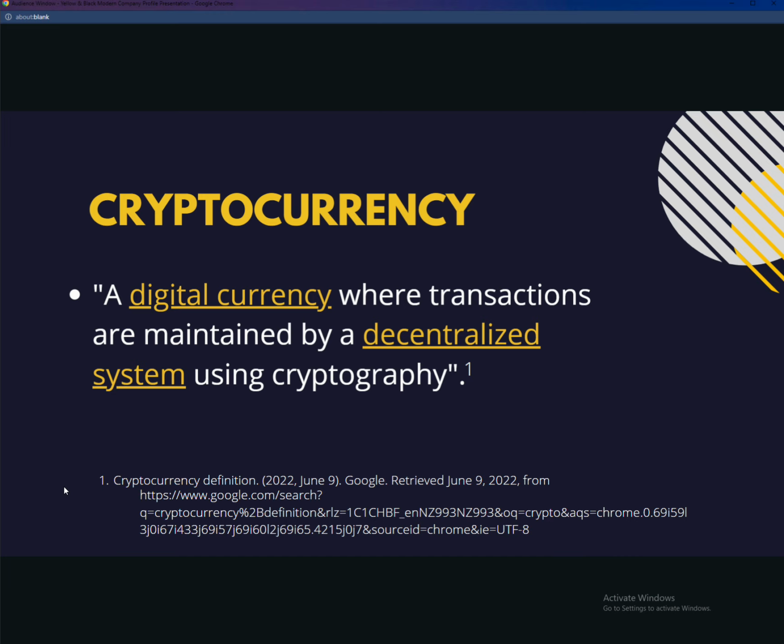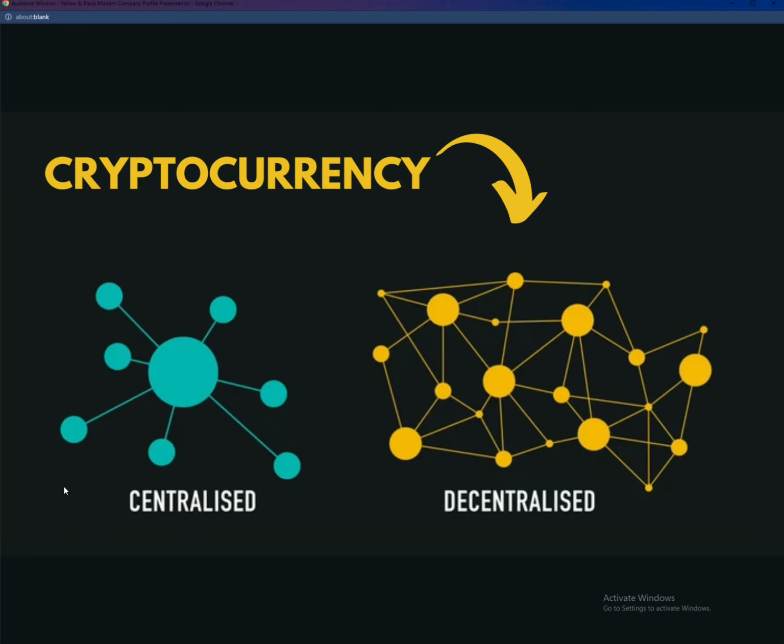Cryptocurrency is a digital currency in which transactions are verified and records are maintained by a decentralized system using cryptography. Essentially, it is a peer-to-peer connected network where no single entity has authority over that network. As you can see from the image, there is a visual representation of a centralized and decentralized network. Cryptocurrency falls into the decentralized structure as it is not controlled by a central entity and is instead connected in a multi-peer connection network.